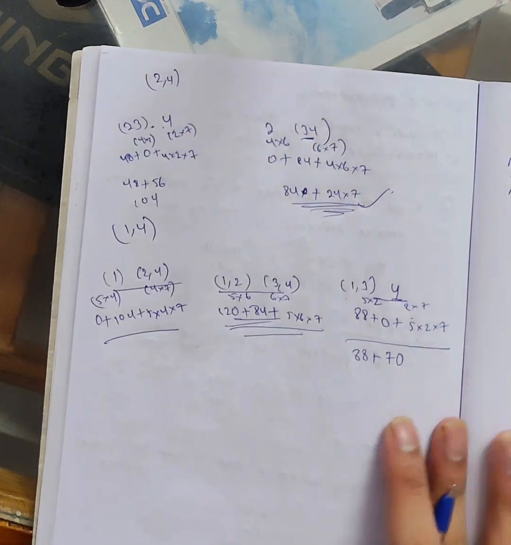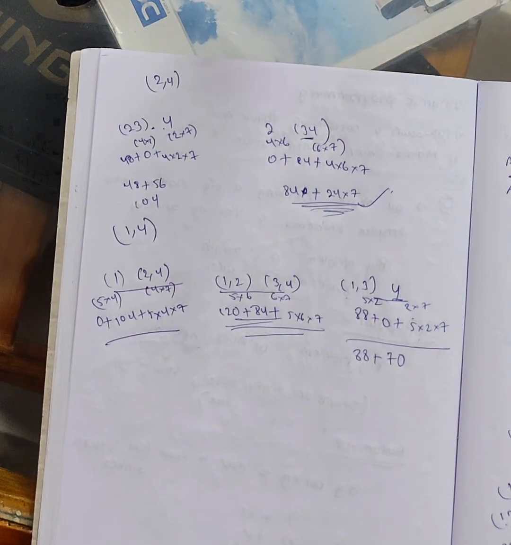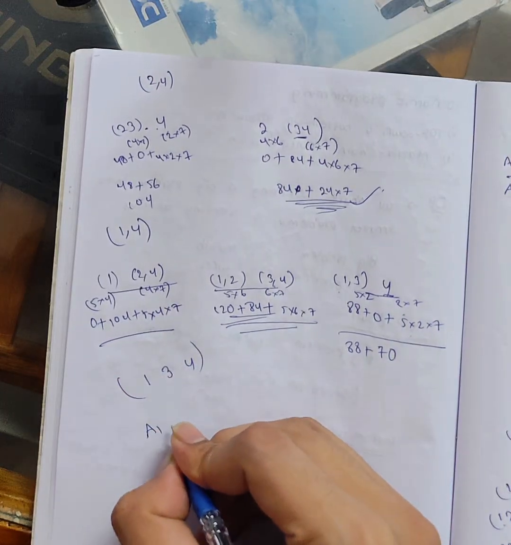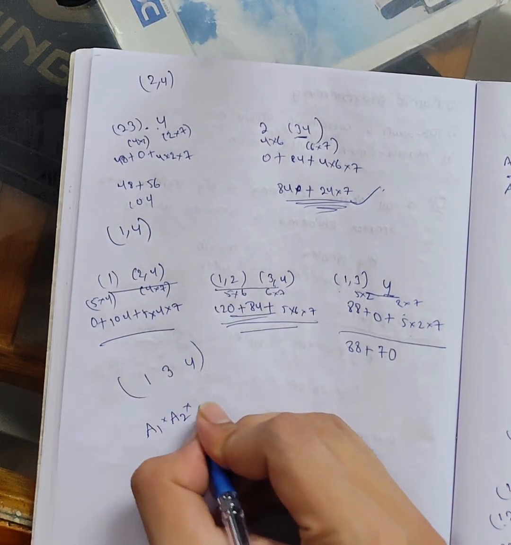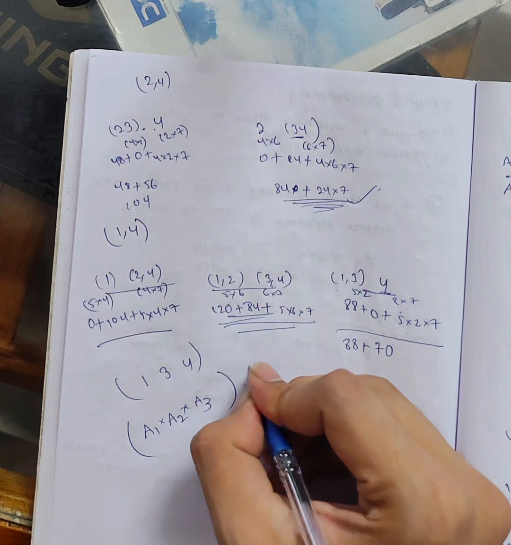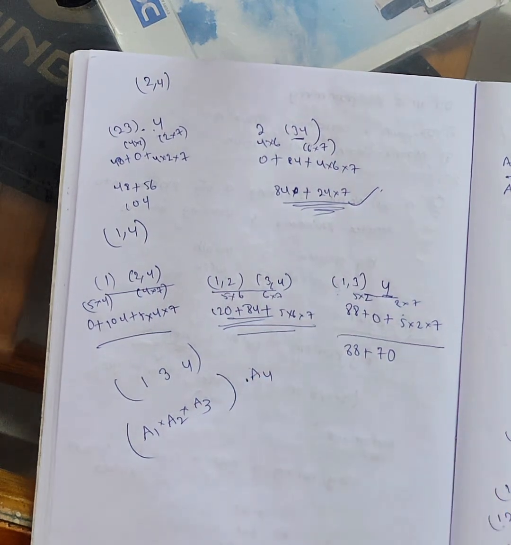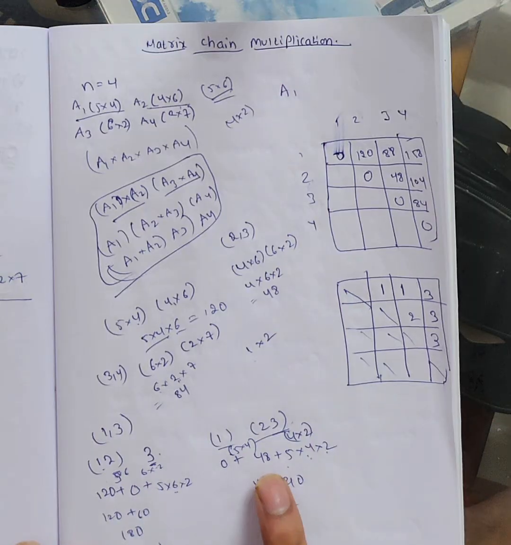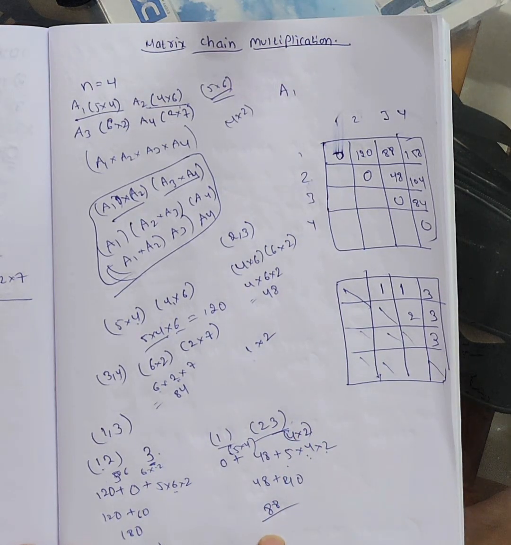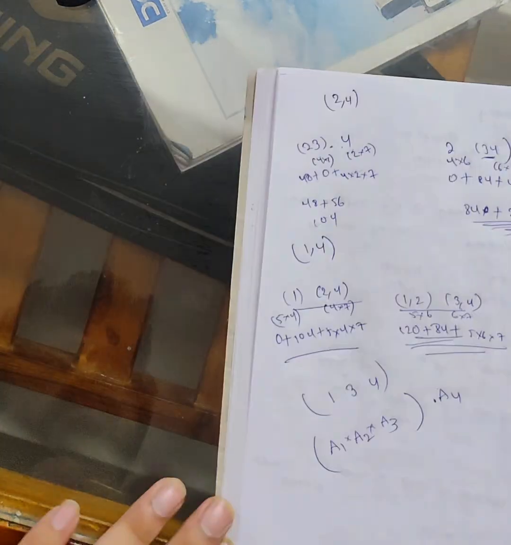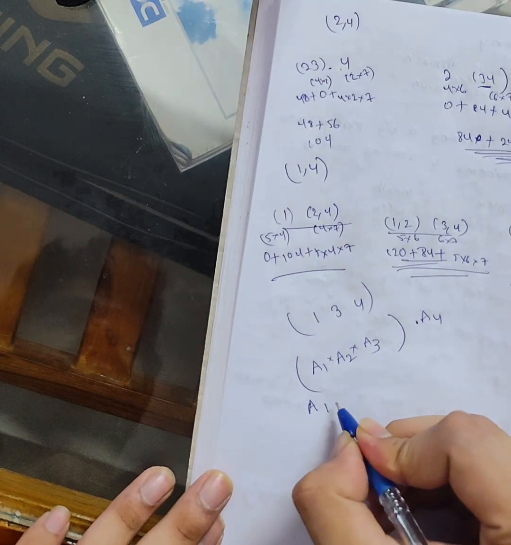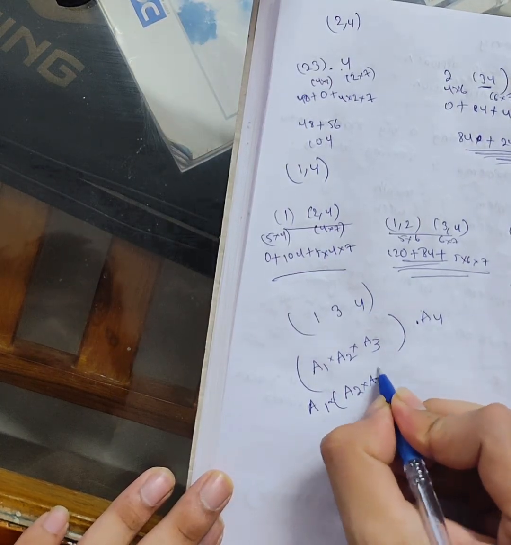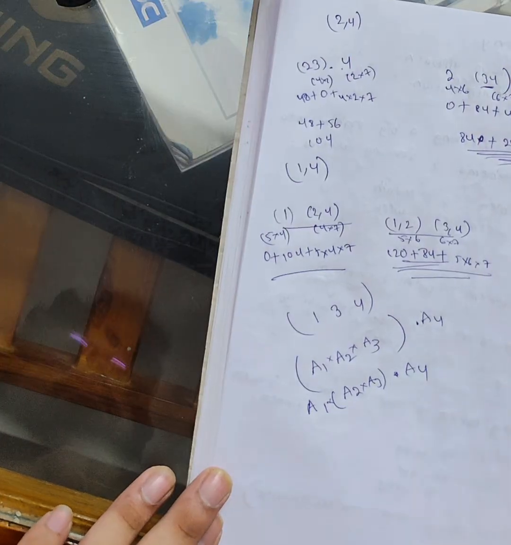So at last, in which way are we doing multiplication? 1 3 into 4, right? 1 3 into 4. So A1 A2 into A3 total into A4. Okay, done. Now for 1 3, how have we done it? For 1 3 we have written 1 into 2 3. What have we done? 1 into 2 3, right? So 1 into A2 into A3 into A4, like this.